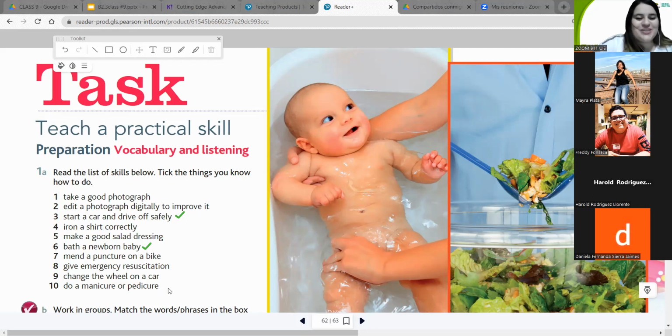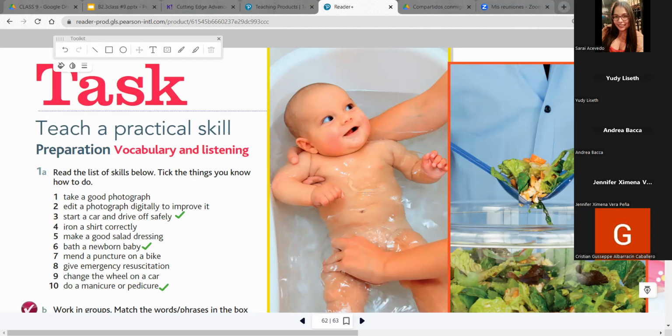And probably do a manicure or pedicure, my own manicure or pedicure. I know how to do it. What is something from this list that you guys can do? For example, let's see. Jennifer, what is something that you can do from this list? What is a practical skill that you can do?